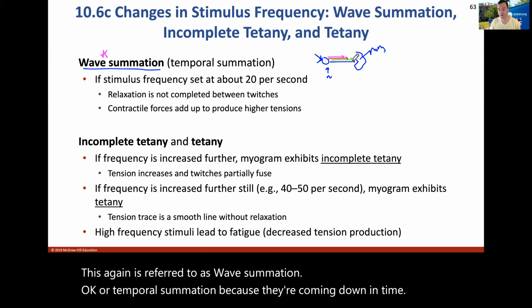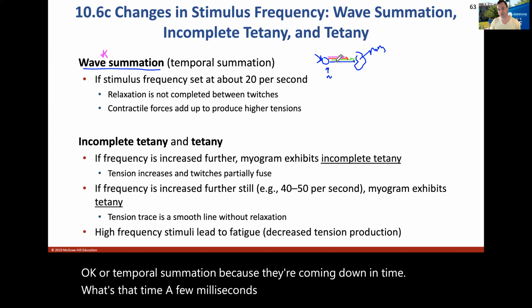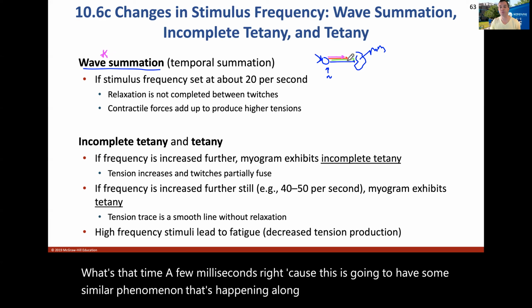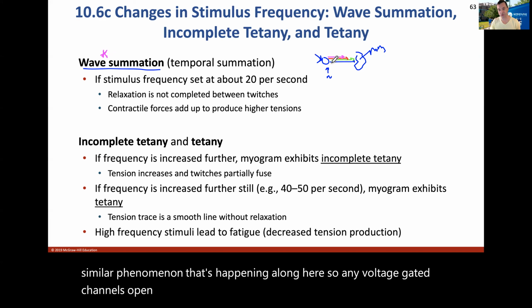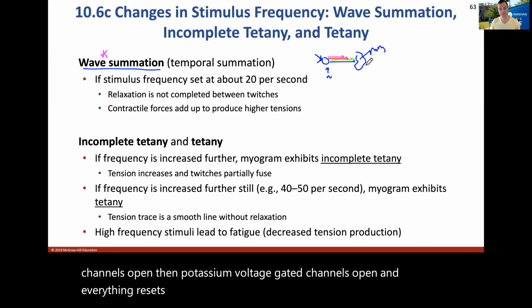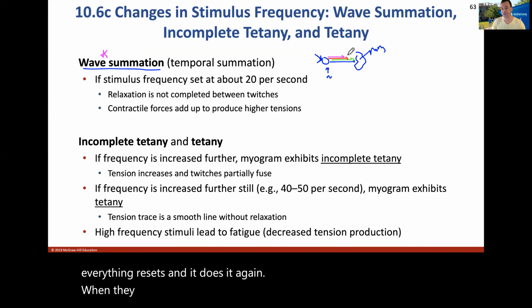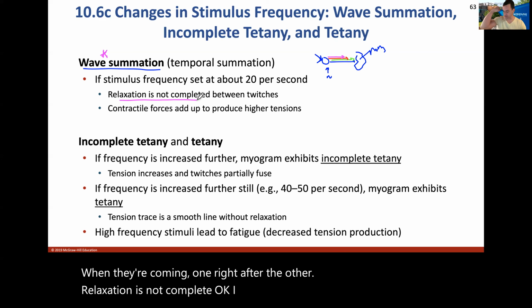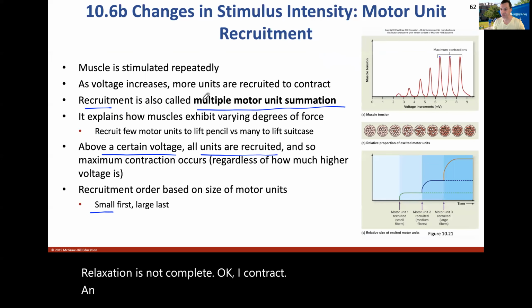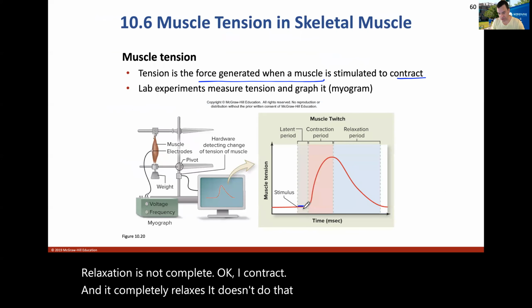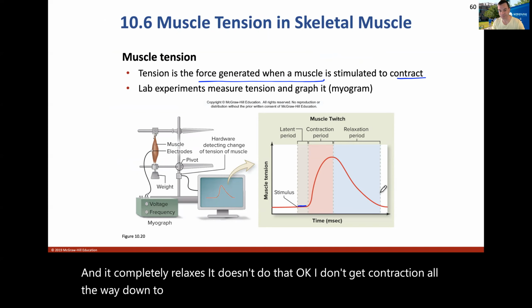What's that time? A few milliseconds, right? Because this is going to have some similar phenomena happening along here. Sodium voltage gated channels open, then potassium voltage gated channels open, and everything resets and it does it again. When they are coming one right after the other, relaxation is not complete. I contract and it doesn't completely relax. I don't get contraction all the way down to relaxation.